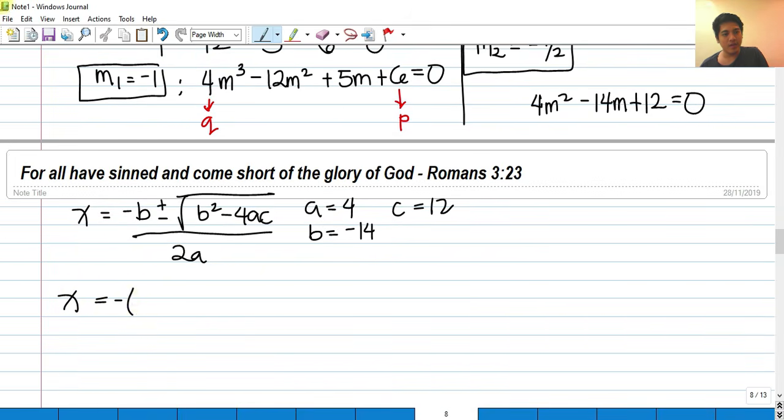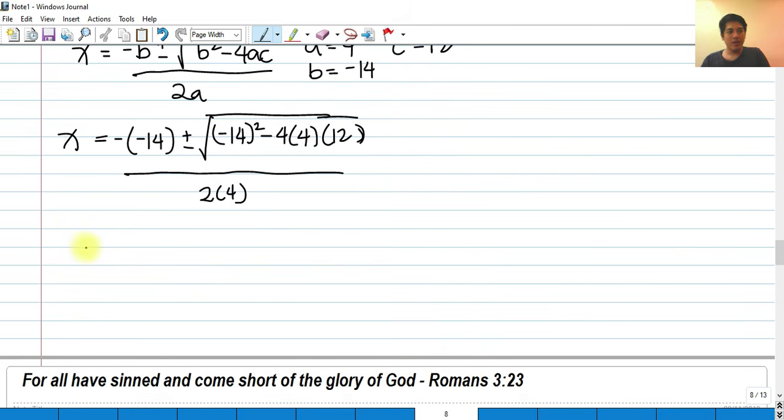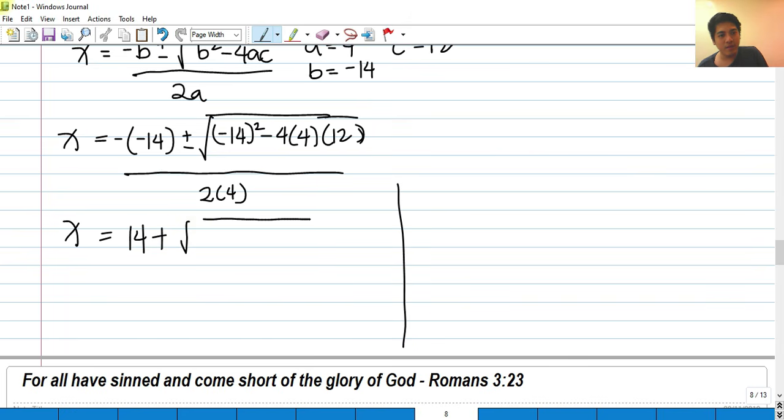m equals negative of negative 14, plus or minus the square root of negative 14 squared minus 4 times a times 12, over 2 times 4. So what are we going to do here? If we take first the positive, negative times negative would be positive 14, positive first, later on the negative. So what will happen? 14 squared is 196, and if we multiply all of this, that should be minus 192 over 8.